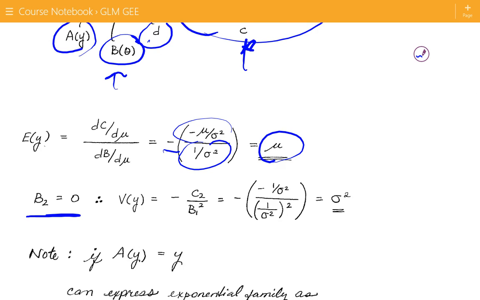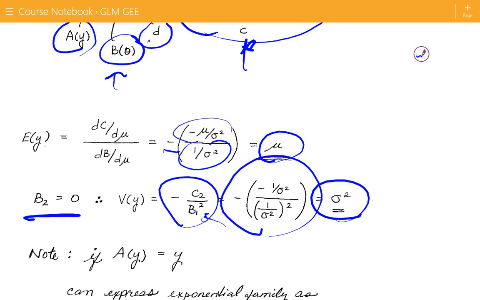b2 is equal to 0, which means, as I said above, that the variance will not be a function of the mean in any meaningful way, or it's trivially a function of the mean, just as a constant could be considered, and it is negative the second derivative of c divided by the first derivative of b squared. Plug those terms in and you get sigma squared. So this is not shocking. It's what we would be expecting since we already understand the normal distribution. But that's comforting to know.